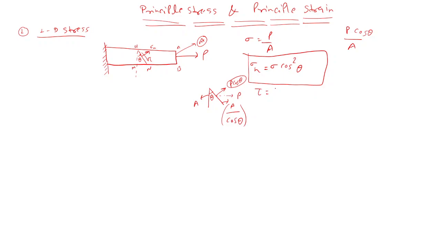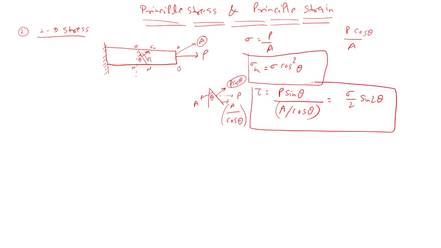In the same way tau we can also find. What would be the tau? Now the force will become P sin theta, and the area would be the same, A by cos theta, right? So P by A sin theta cos theta, that is, sigma sin theta cos theta, means sigma by 2 sin 2 theta. This we can write, right? Is it clear to everyone? So these two are the formulas here.